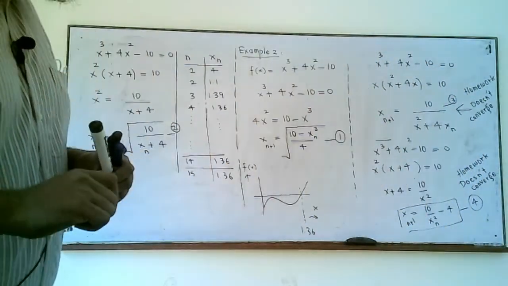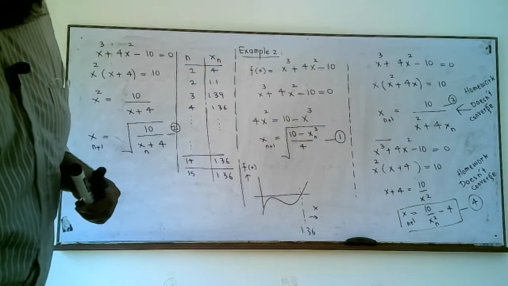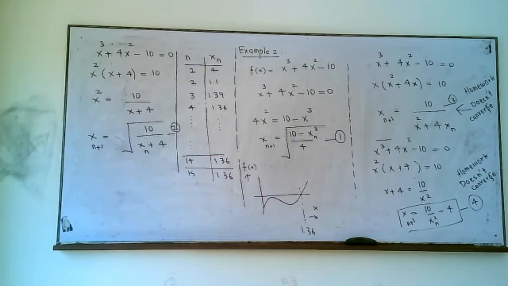These are two examples. We have studied the fixed point iteration method, and we have solved 2 examples. In the upcoming lectures, I will try to solve one more example from the same method, the fixed point iteration method. Thank you.